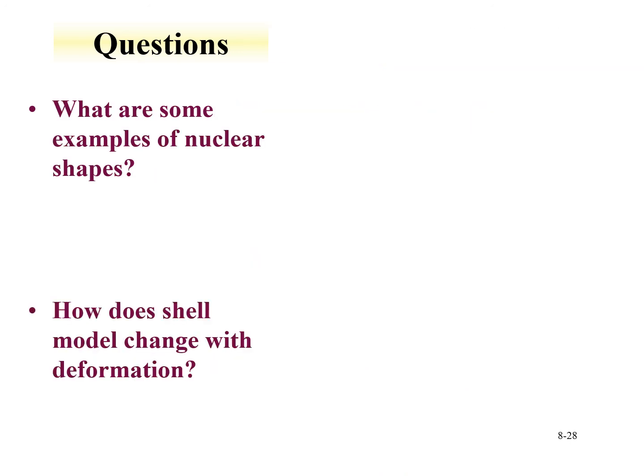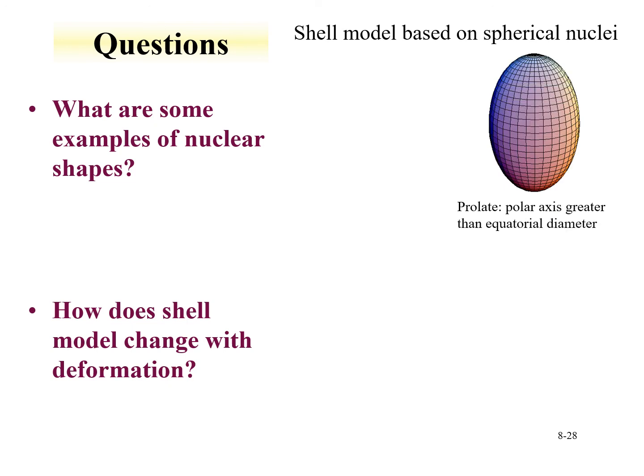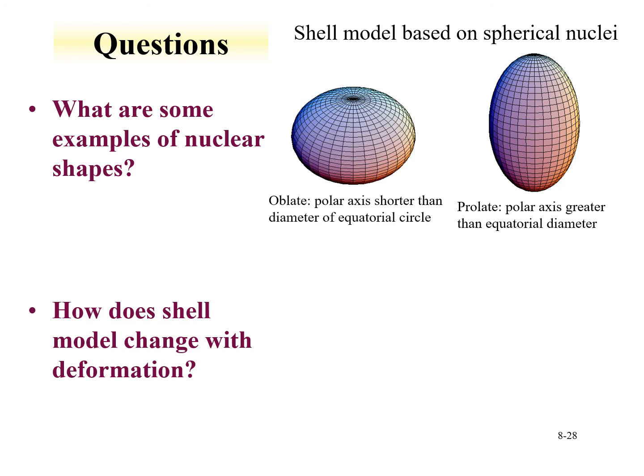Another important concept that was discussed in this lecture is nuclear shapes. So what are some examples of nuclear shapes? Well, as we described the shell model, there are spherical nuclei, but there are also nuclei that deviate from being spheres. One example is a prolate nucleus, in which the polar axis is greater than the equatorial axis. The other nuclear shape is an oblate nucleus, in which the polar axis is shorter than the diameter of the equatorial circle.